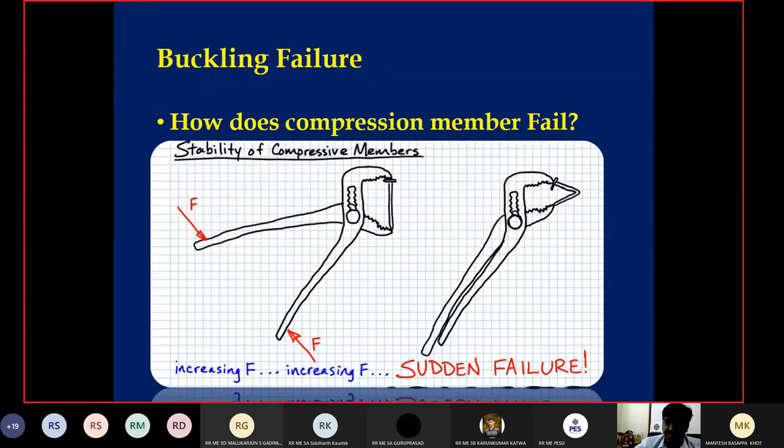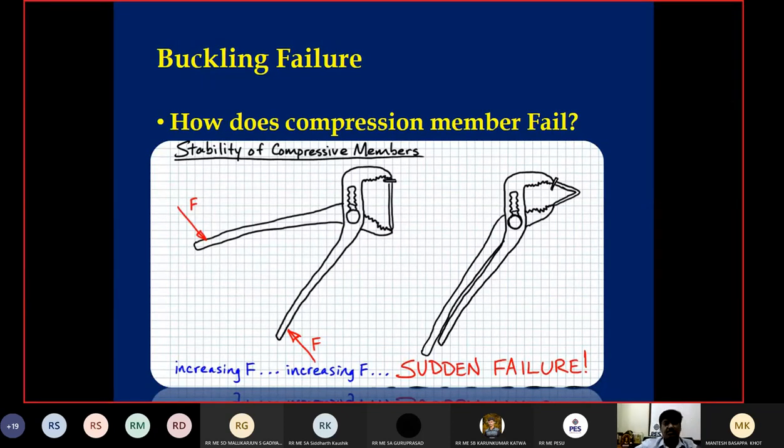But once it is snapped, it undergoes deformation at a faster rate, and there's going to be a sudden failure. Until this point that it can take the compression load, you are safe enough. But once it snaps, you can see there is a spring-like thing that is developed here, and it is going to just give away, and that's going to bend, and that's a sudden failure. So this type of failure is a buckling failure.